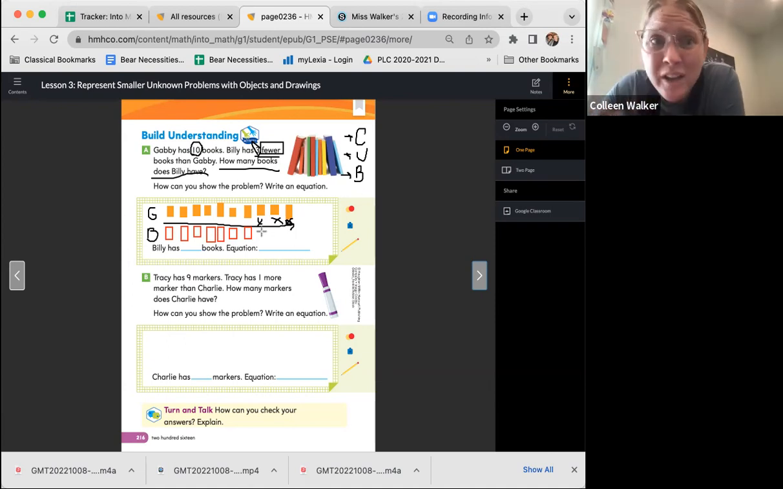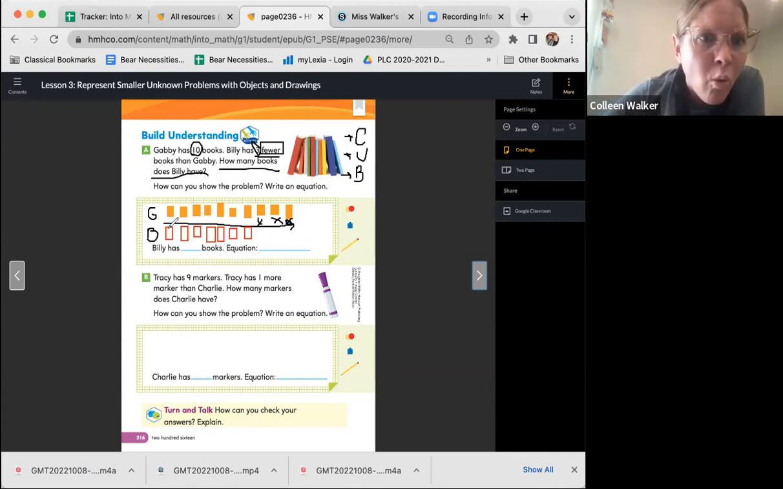Right, because he has 3 fewer. That means he doesn't have these 3. He has 3 less. So let's go ahead and count up how many books Billy has. Ready? 1, 2, 3, 4, 5, 6, 7. Billy has how many books? Yes, he has 7 books.